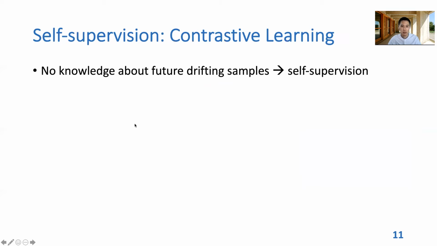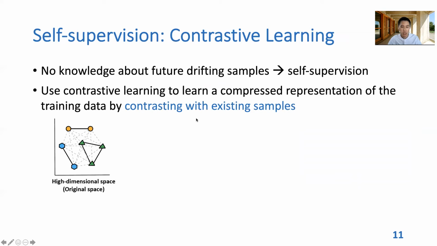Here goes our idea. Since we have no knowledge about drifting samples in the testing set, we may leverage self-supervised learning. Specifically, we use contrastive learning to learn a compressed representation of the training data by forcing the samples in the training set to contrast with each other.